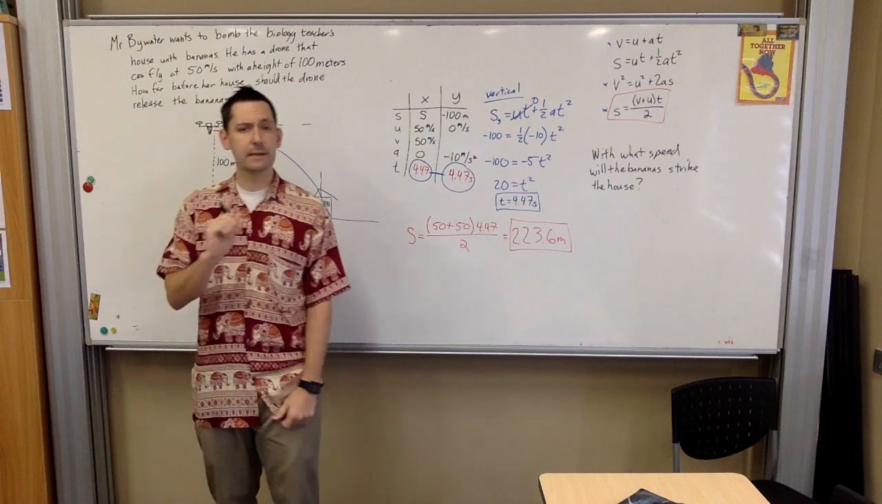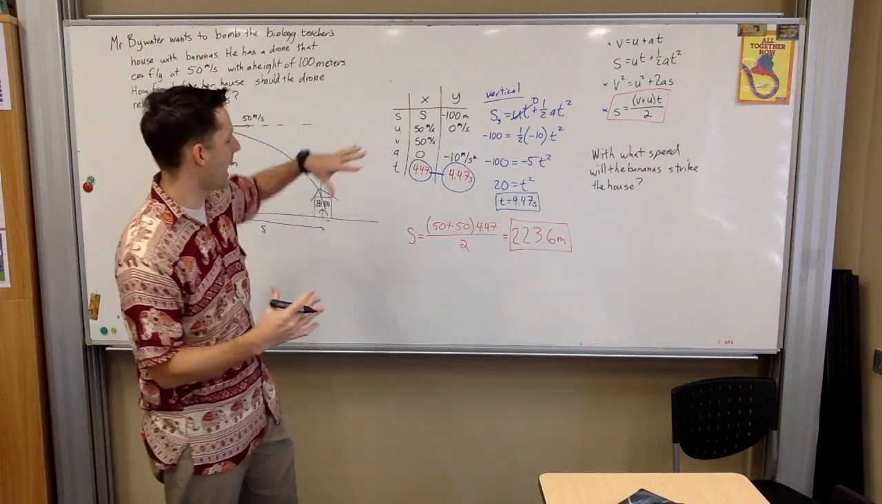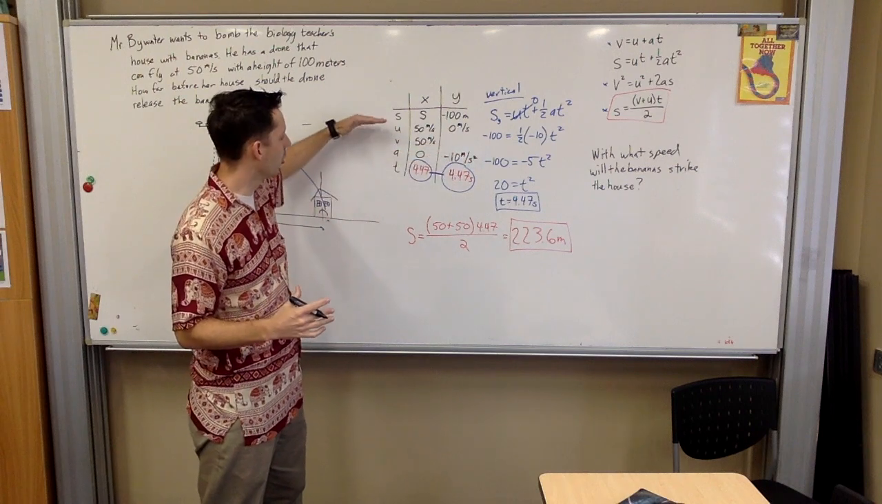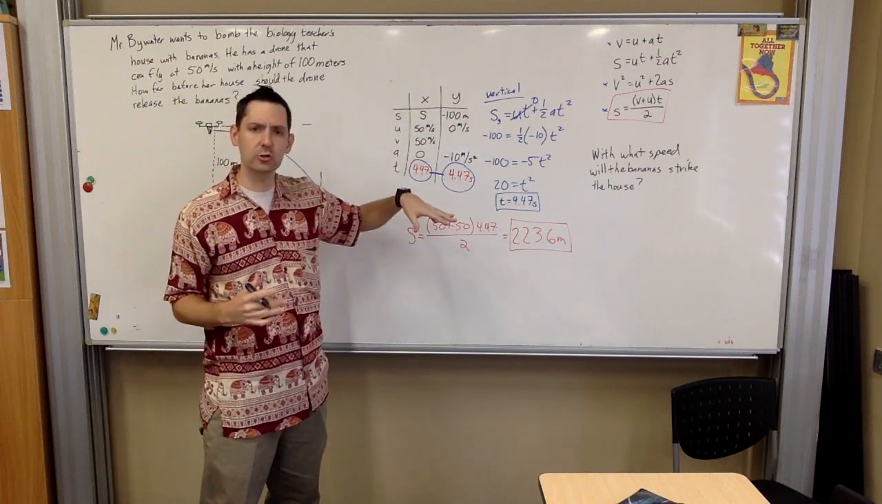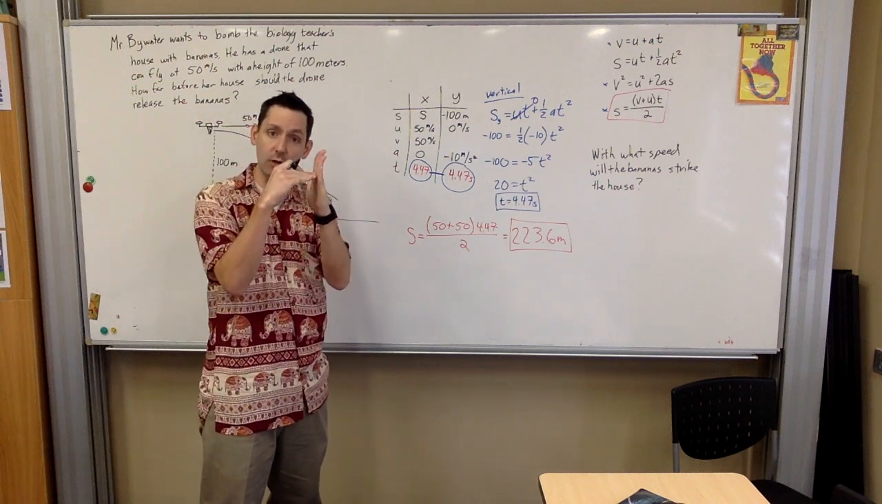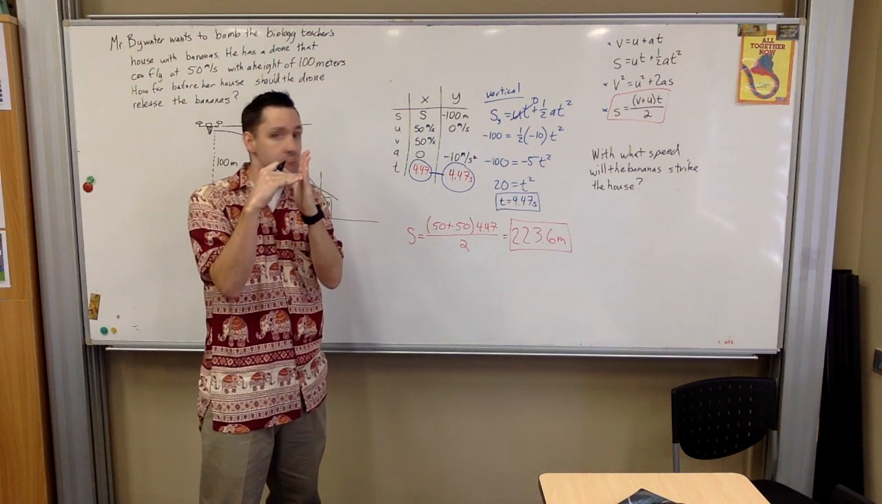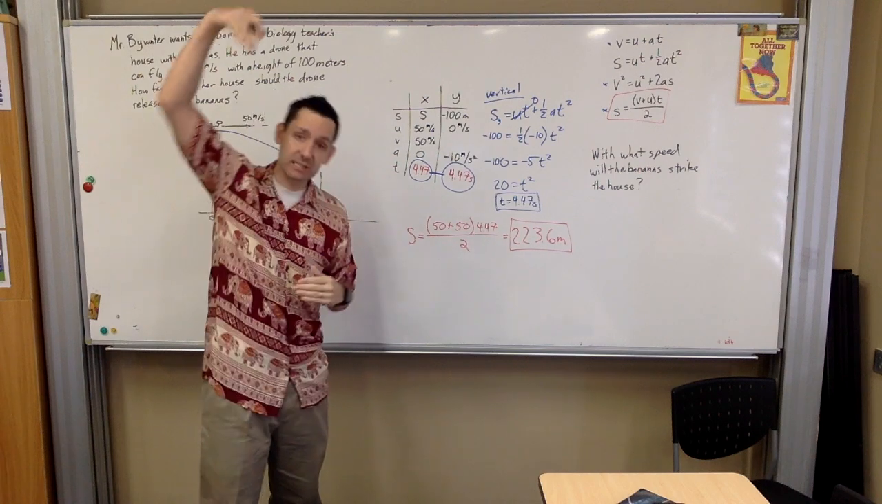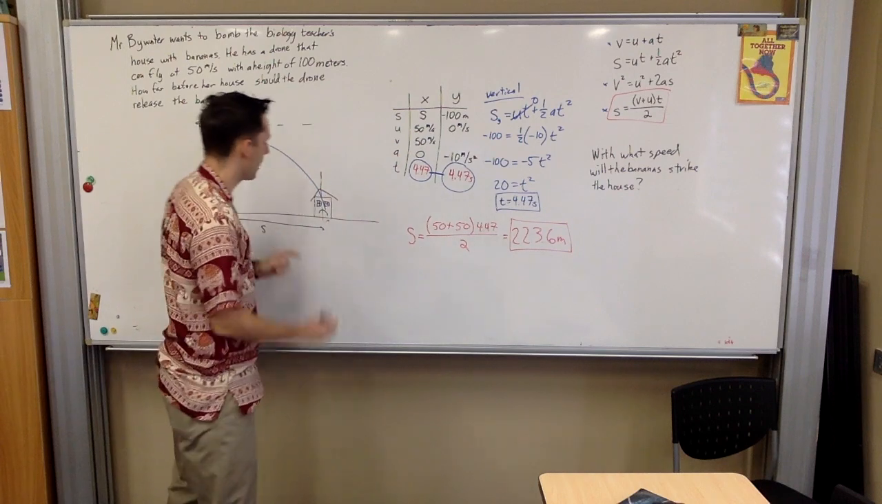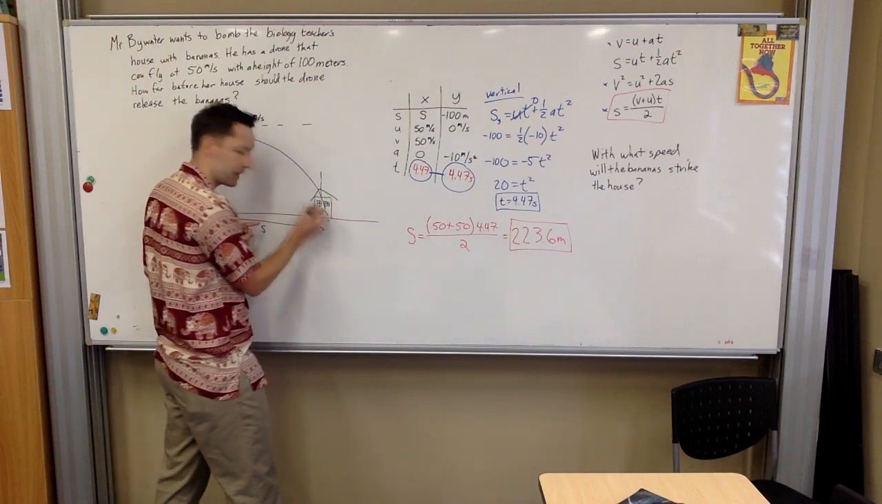Okay, now this is a slightly different question, right? Because we have this stuff right here, where we know the horizontal stuff, we know the vertical stuff, but how are the bananas actually striking the house? Are they just hitting it horizontally? Nope. Are they just landing straight down vertically? Nope. We know that they're going to come down kind of at an angle.